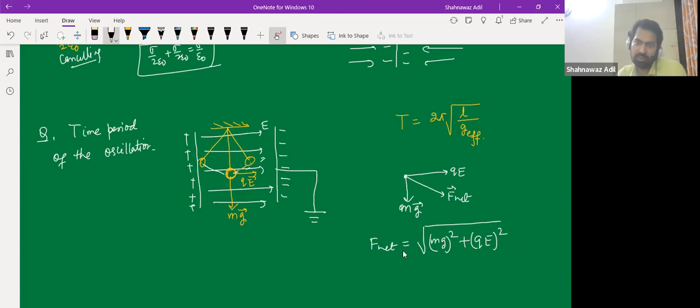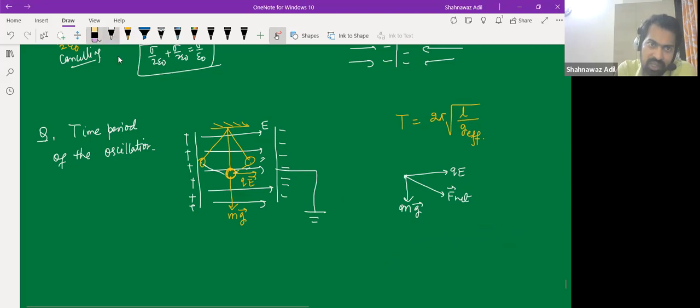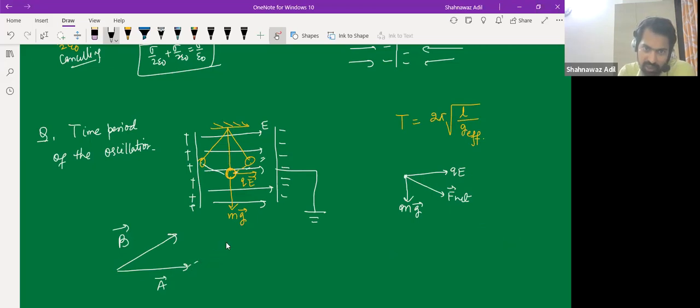Okay, so let me say this. We have two vectors, right? Let's say this is A and this is B. By the parallelogram law, we know that if we make the parallelogram, this would be the resultant. And the angle between the vectors is theta. So the resultant magnitude is root of a square plus b square plus 2ab cos theta. Clear?